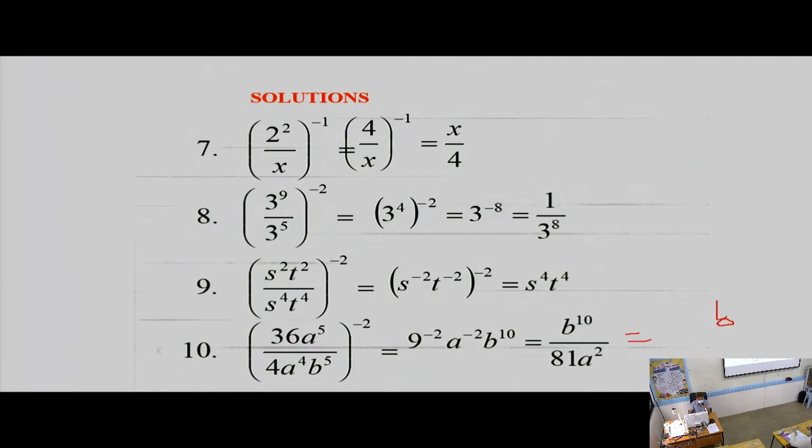If you answer b to the power of 10 over 9 to the power of 2, a to the power of 2, I will accept. This is also okay, since 9 to the power of 2 is the same as 81. Do you understand? Okay? Do you have questions?